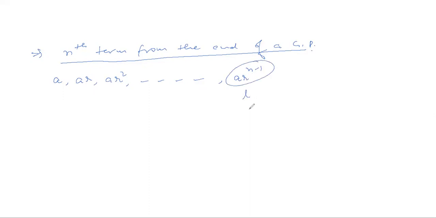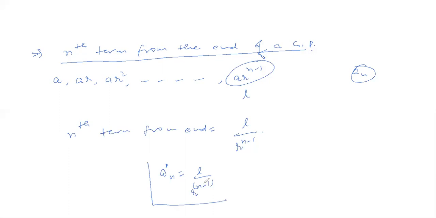Whenever we have to find the nth term from the end, its formula will be equal to L upon R raised to power n minus 1. This you can remember, and you can write it as A dash n also, because A n stands for the nth term, and usually that is taken from the beginning. So to avoid that, you can remember it like this, that A dash n will be equal to L upon R raised to power n minus 1. So this is the formula, and based on this only we'll solve one question now.